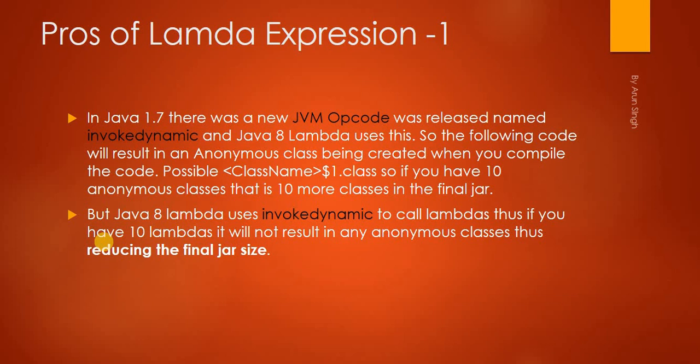But Java 8 Lambda uses invokedynamic to call lambdas. Thus, if you have 10 lambdas, it will not result in any anonymous class, thus reducing the final jar size. That is, if you are using the lambda expression, your jar size would be less due to fewer dot class files, because it will not create a dot class for every lambda expression.